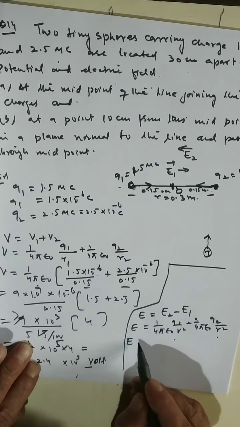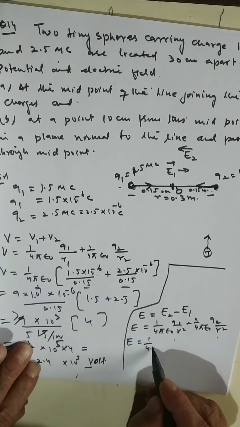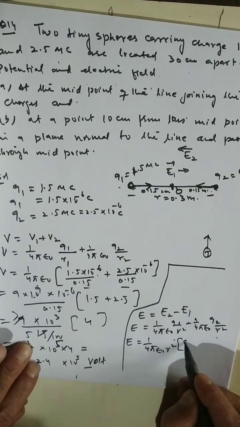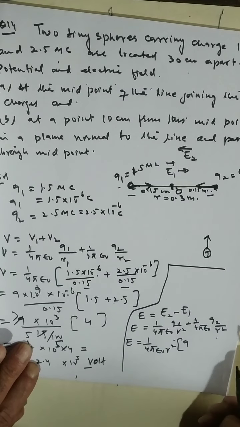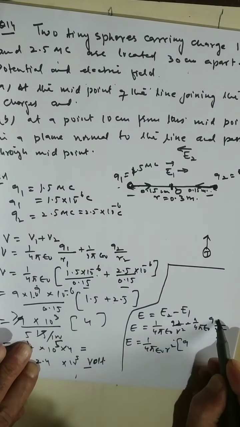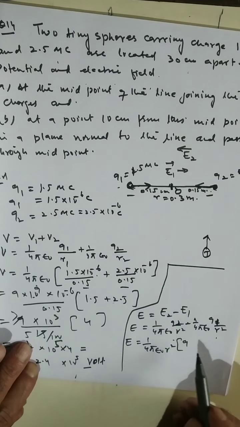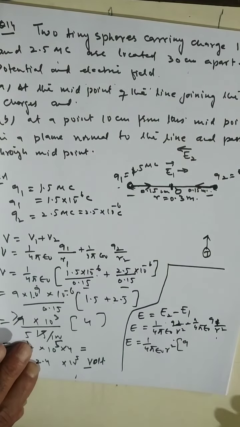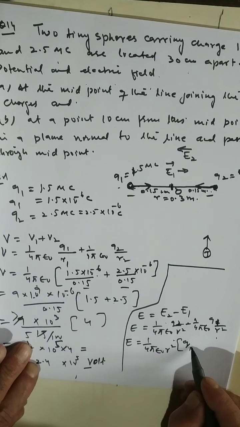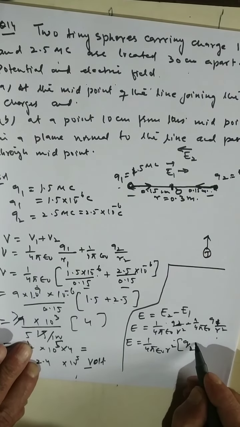So E will be equal to 1 by 4 pi epsilon 0 R square common, Q1 will come out here, this will be minus Q2, and this will be Q1. Okay, so this is your bigger charge, so E2 will be the bigger field. So Q1 minus Q2 minus Q1.